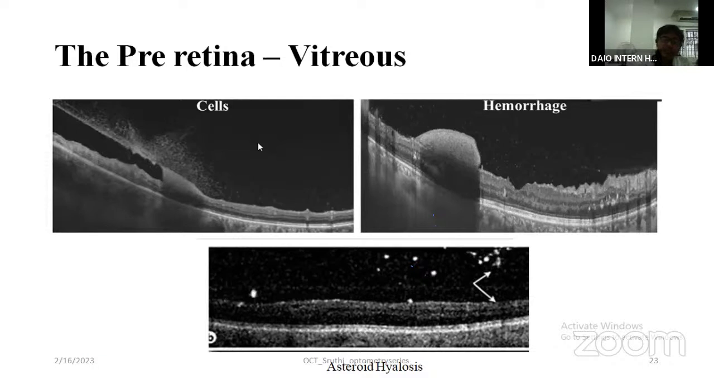In the first image, you can see necrotizing retinitis, and the hyperreflective dots seen in the hyporeflective vitreous are the inflammatory cells. The second image shows proliferative diabetic retinopathy, and the pre-retinal vitreous hemorrhage is seen. And the hyperreflective dots in the third image clinically denote asteroid hyalosis.